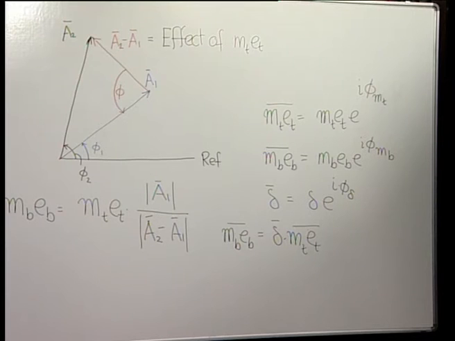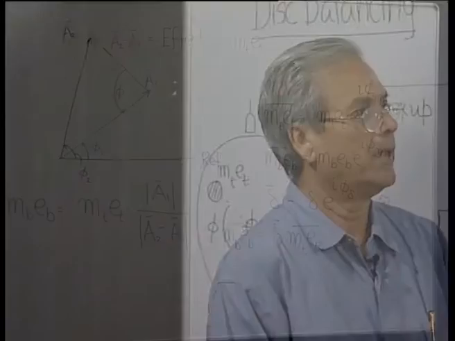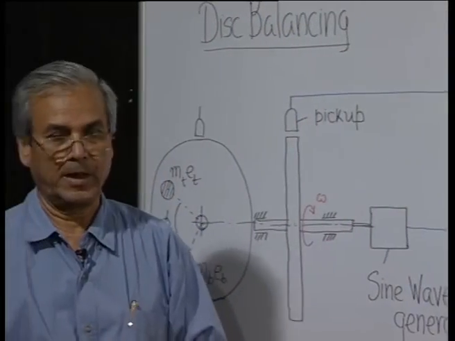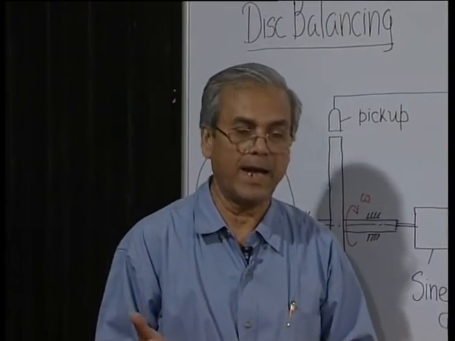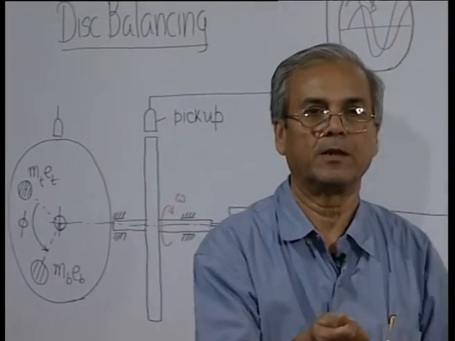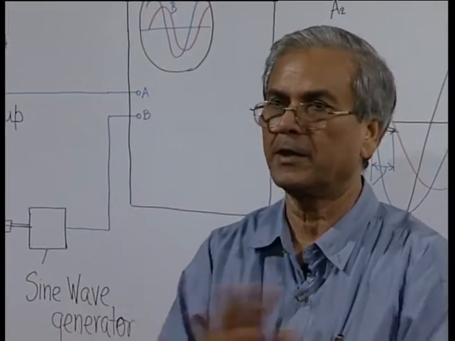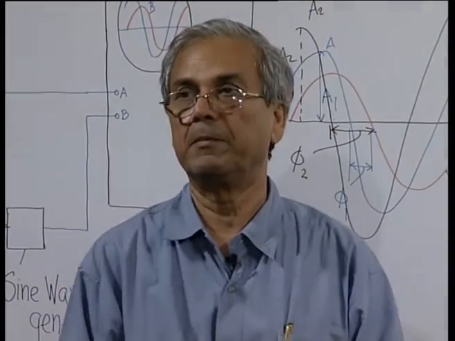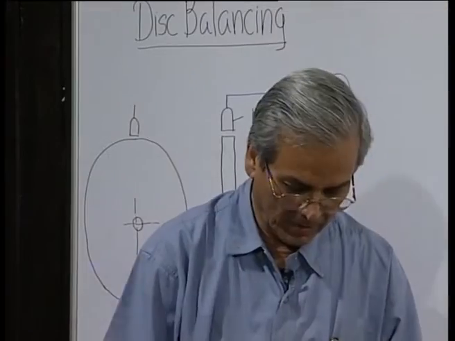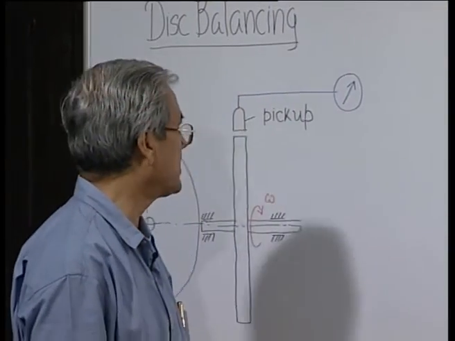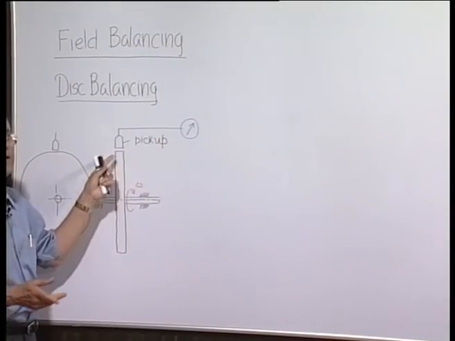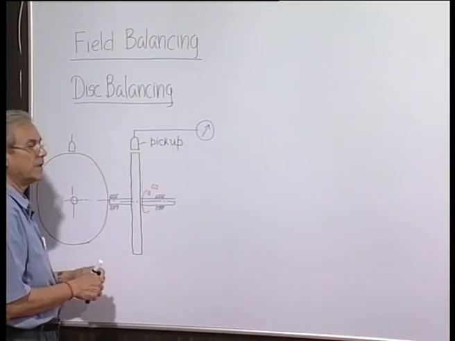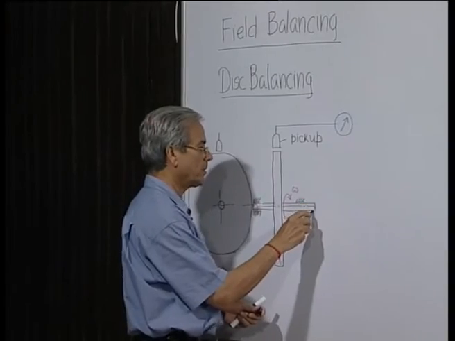Now, sometimes one may find a situation where you do not have a sine wave generator and a double beam oscilloscope. What you may have in industry is simply a vibrometer, which can measure the amplitude of vibration, nothing else. Even with that kind of simple instrumentation, we can do field balancing, which I will tell now. So, now we will take up the case where we have a simple vibration pickup, where you can get the amplitude of vibration, that is all. We do not need the sine wave generator or any complicated instrumentation like a double beam oscilloscope.